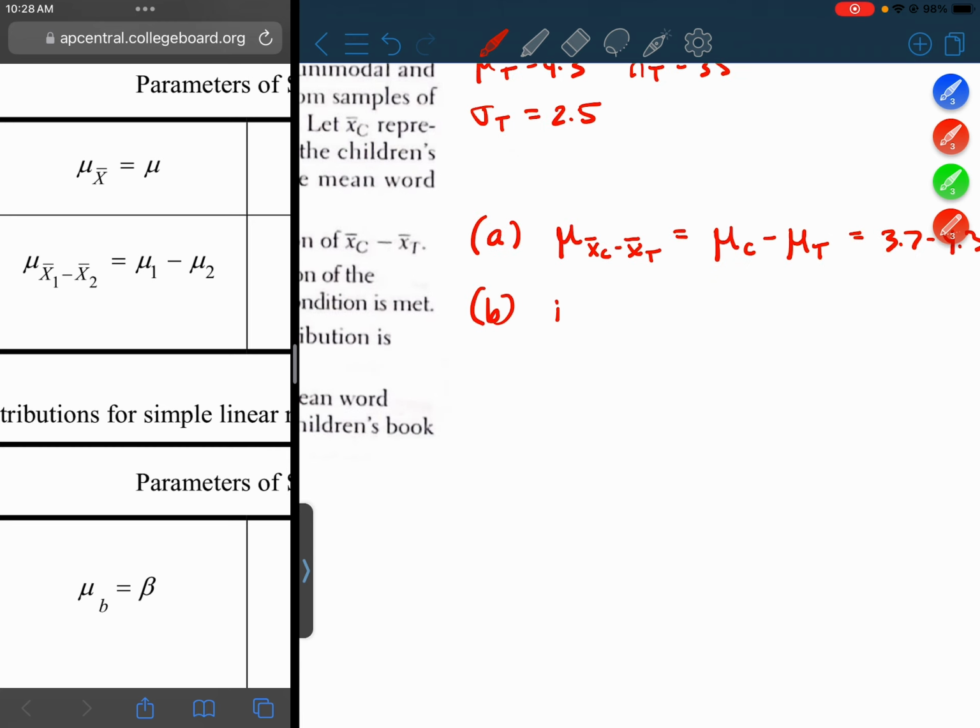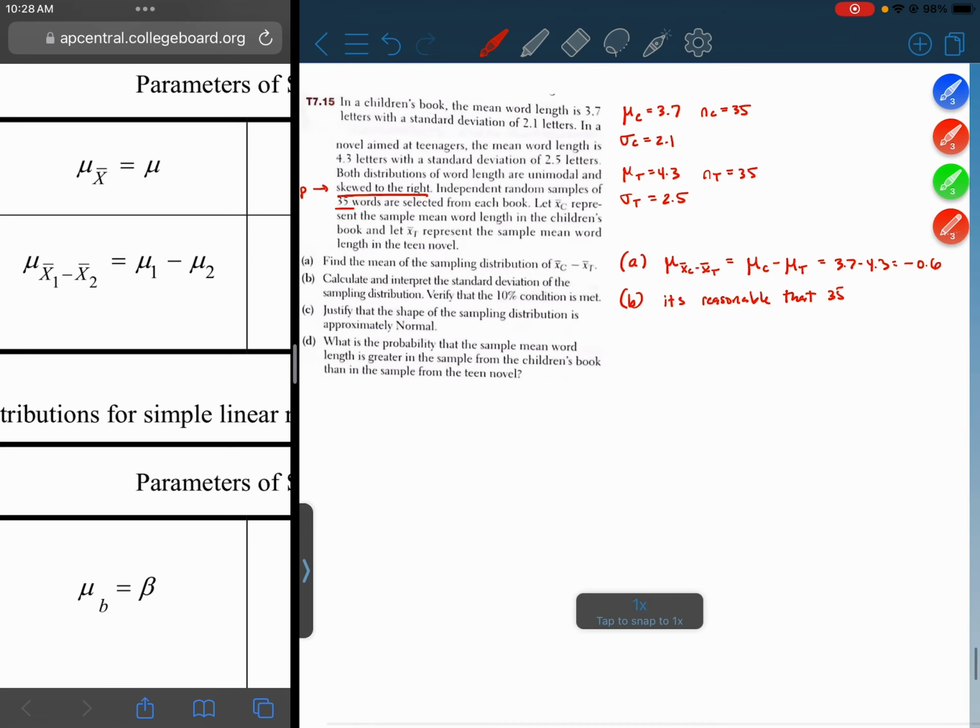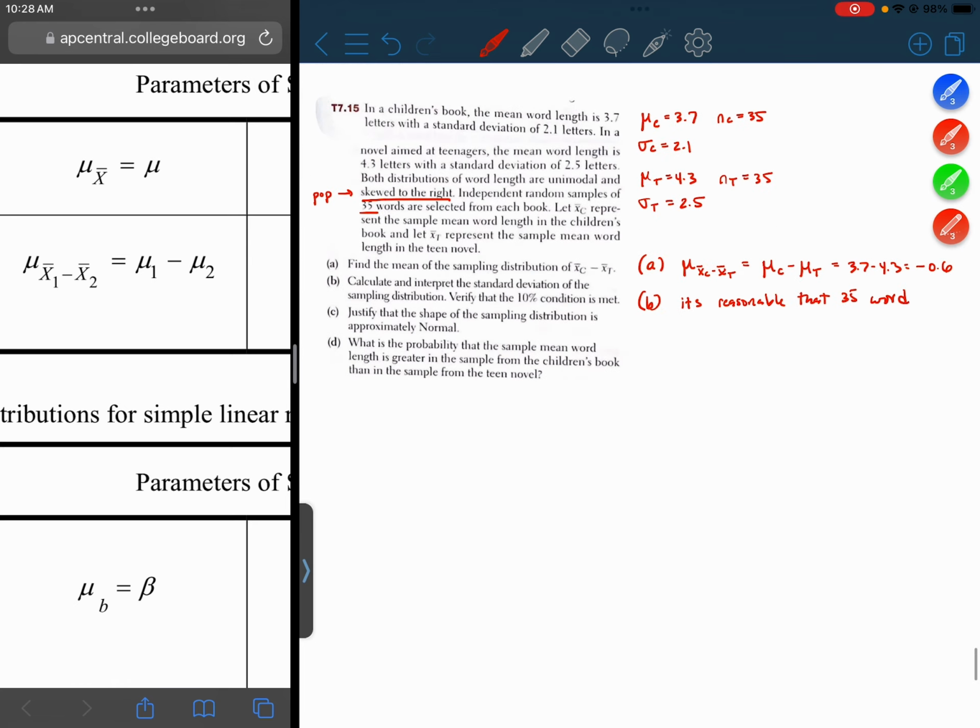So it's reasonable that 35 words is less than 10% of all words from either book. In other words, our sample is relatively small compared to the size of the population.